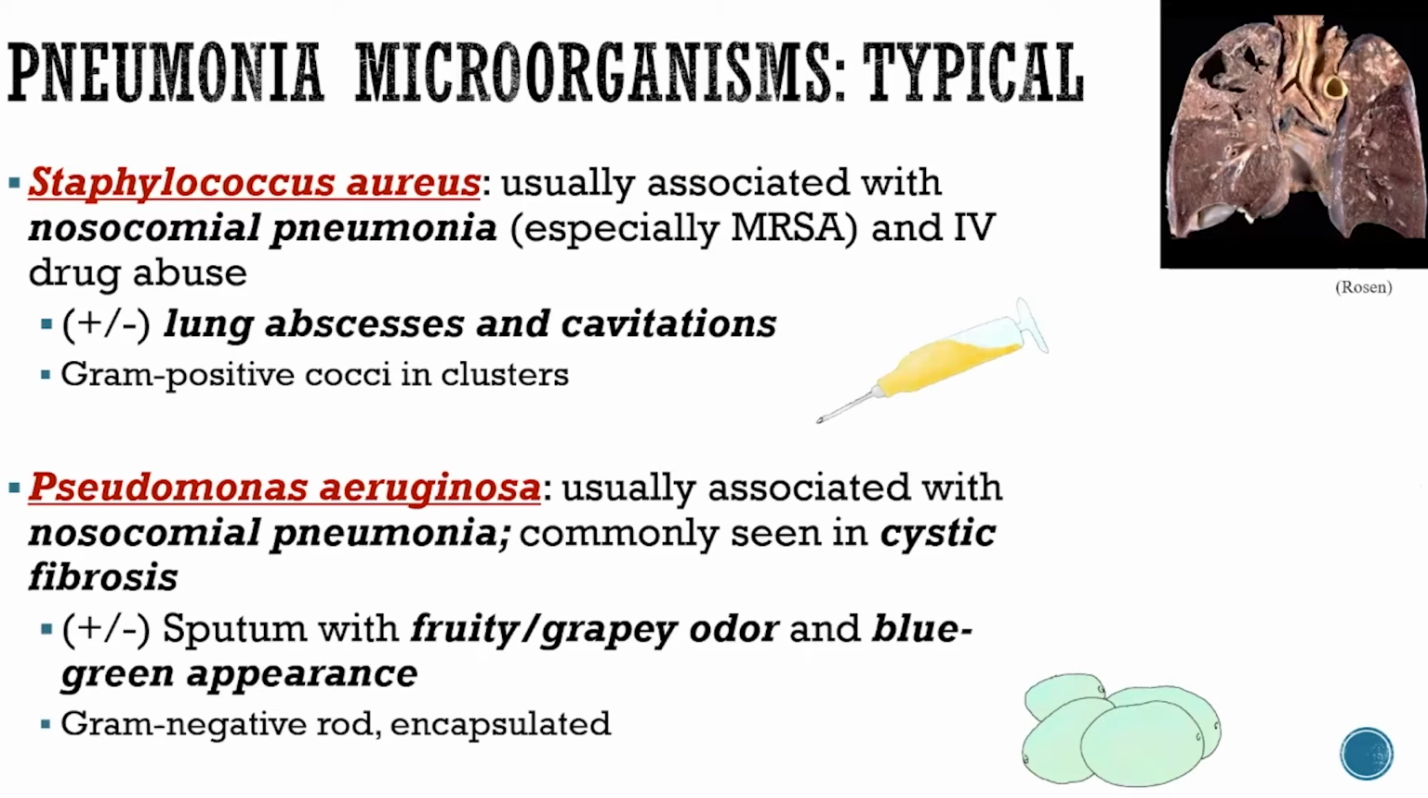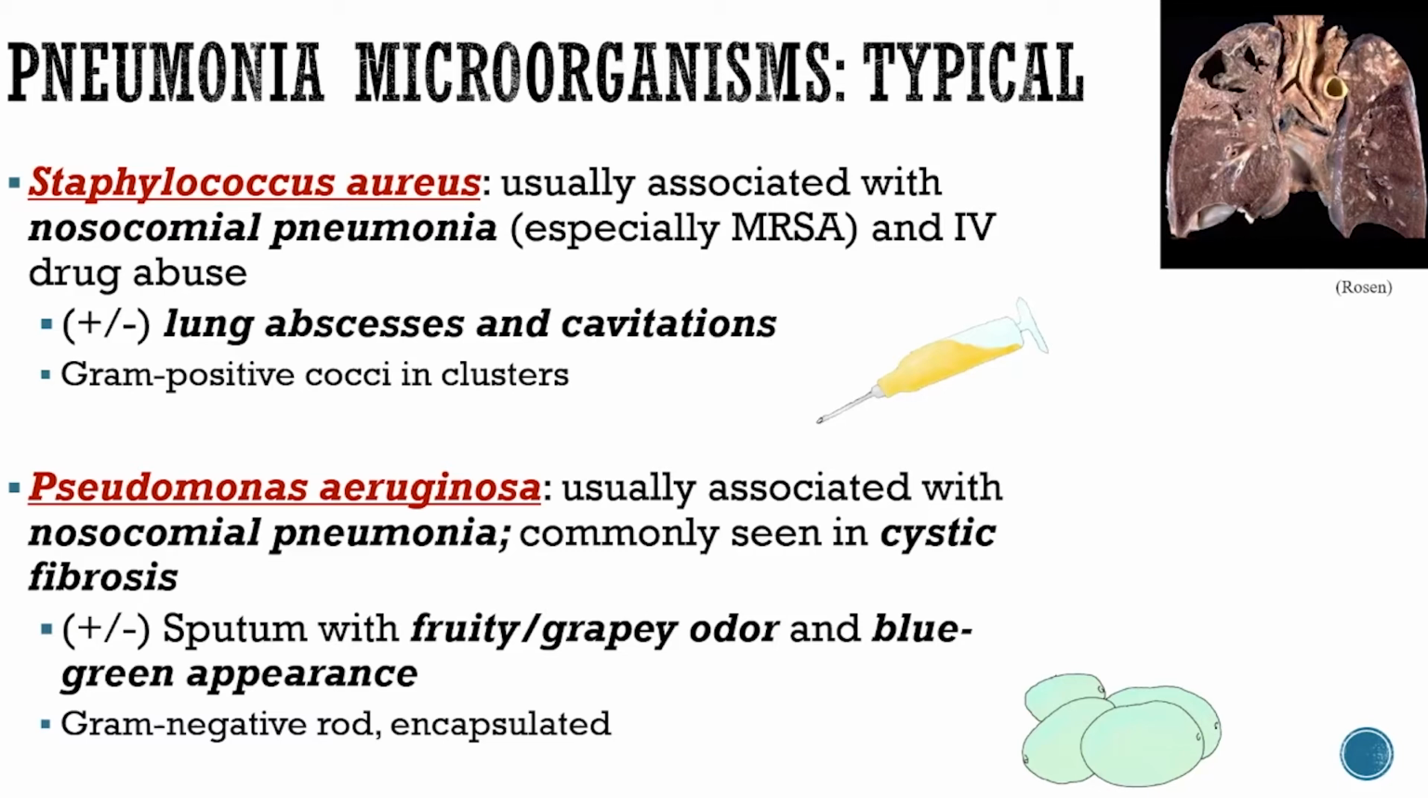While Streptococcus pneumoniae and Haemophilus influenzae are the most common causes of community-acquired pneumonias, remember that we said that we tend to see a little bit more dangerous pathogens when you have patients with nosocomial pneumonias, or pneumonias that were contracted within a healthcare setting. Staphylococcus aureus and Pseudomonas aeruginosa are two of those pathogens that we really worry about when we have a patient with nosocomial pneumonia. Staphylococcus aureus tends to be associated with IV drug abuse, but of course that's not the only reason that you may get a Staphylococcus aureus pneumonia.